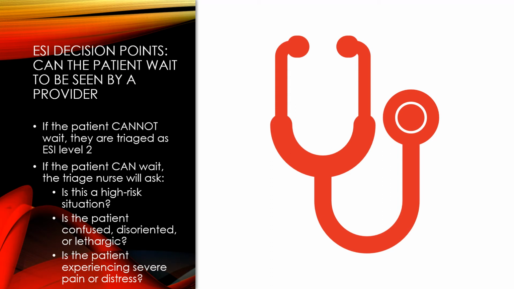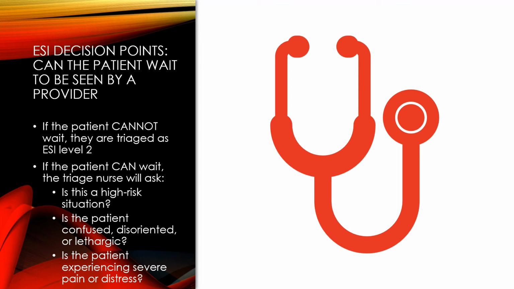Our second decision point will be, can the patient wait to be seen by a provider? A patient who is high risk is a patient whose condition could quickly deteriorate or presents with symptoms which may require time-sensitive treatment. The triage nurse can initiate the protocols in the triage room for an ESI 2 patient, and various interventions can be done prior to needing a physician. If a patient is confused, disoriented, or lethargic, there's indication that the brain may be chemically or structurally compromised. Example, a new onset of confusion in an elderly patient is a good indication that they need to be seen quickly.